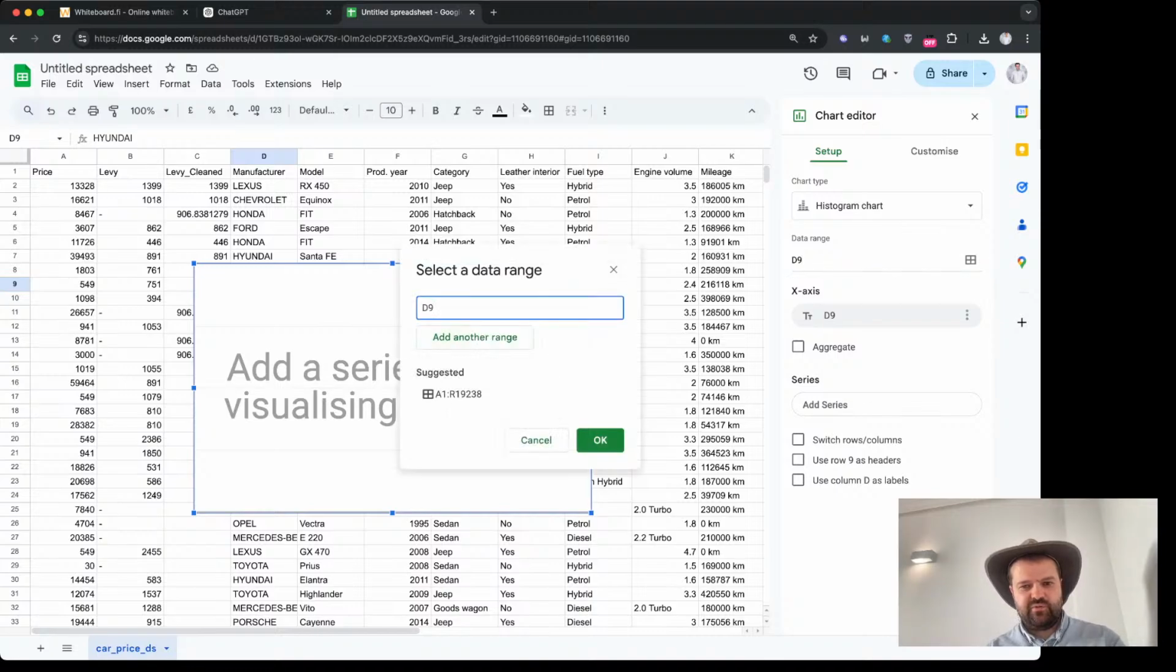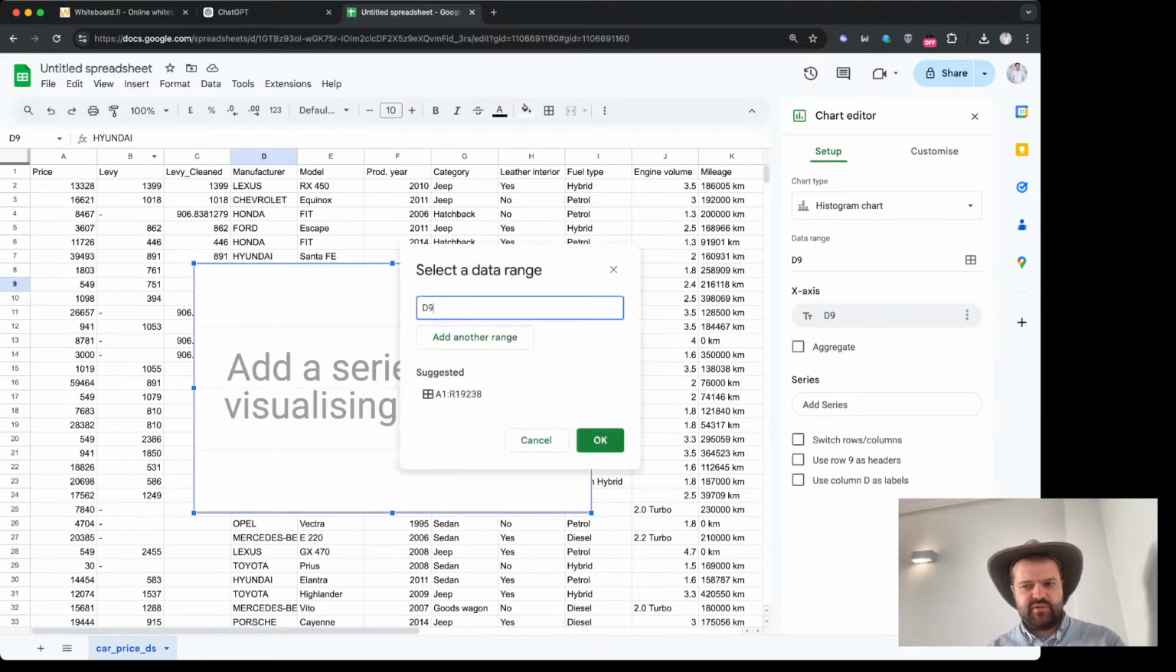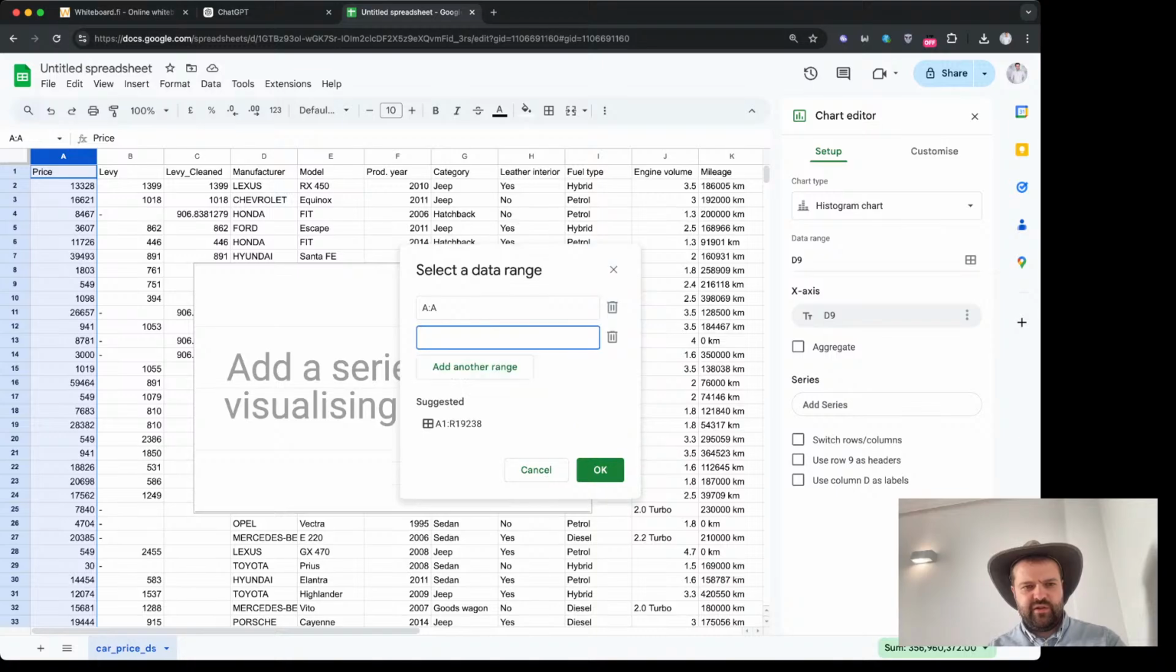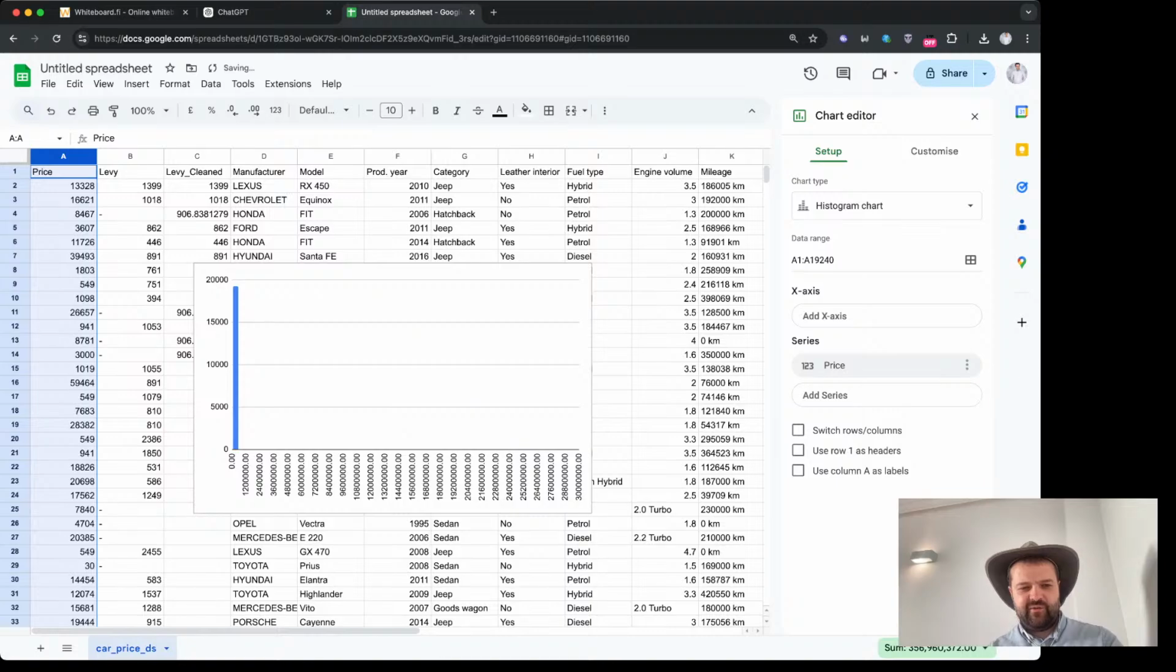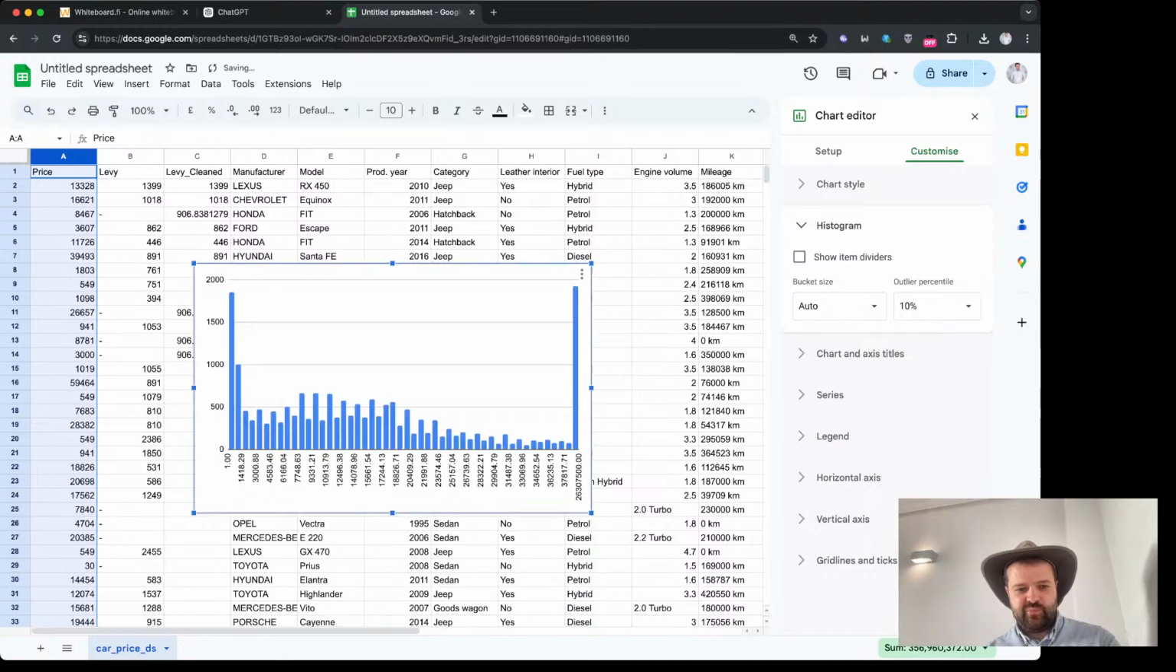Okay, so how to do this? So select price. How can I add data range? Delete. Okay, cool. Here I have the same histogram. Then I need to go to customize. Then I need to go to histogram. Then I need to drop some outliers. Now I have the same output as that one, right? So you already see that this is easier.